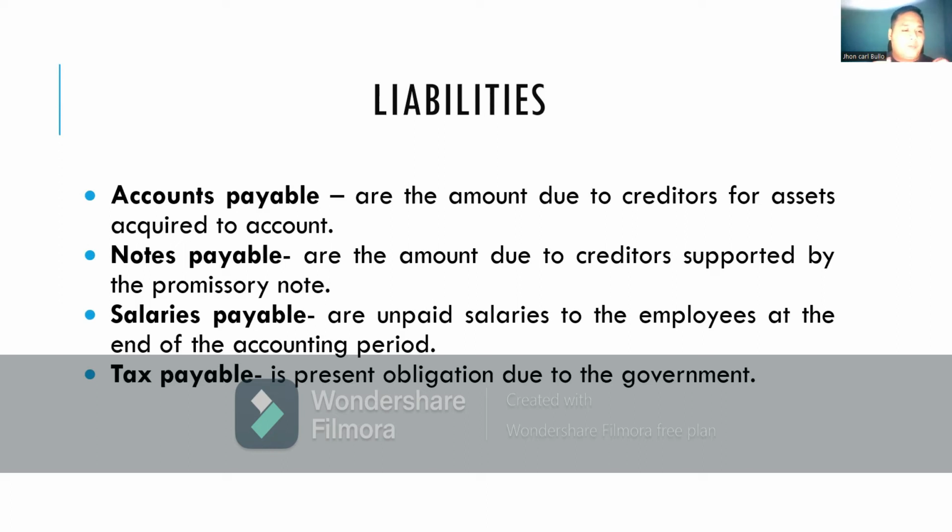Tax payable is the present obligation to the government. Once you have reached the minimum amount, for example, 25,000 a month, then you are subject to tax and you need to pay for it. Otherwise, you are escaping the tax, or you are the so-called tax evader.